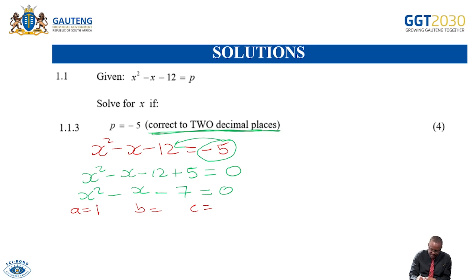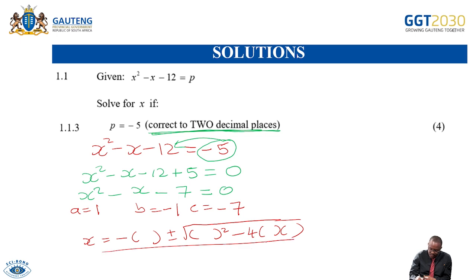So A is 1, B is -1, and C is -7. So now you're going to substitute in our quadratic formula. Remember, it's -b plus or minus the square root of b squared minus 4ac, all over 2a.